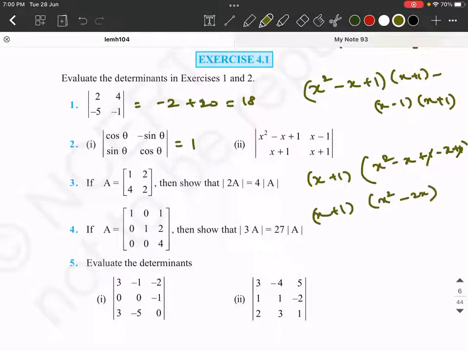So take out that x outside and then multiply. Or else you can multiply both the terms, you will get 4 terms. Is it clear? Right?